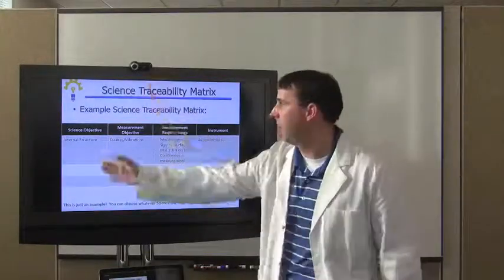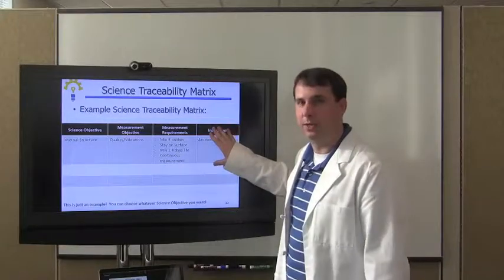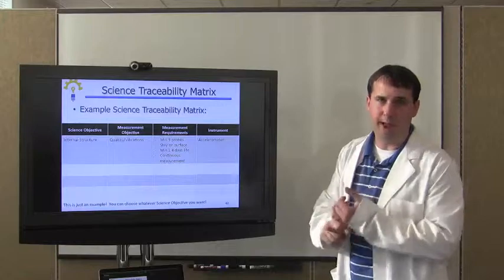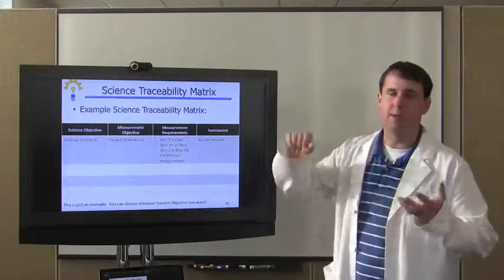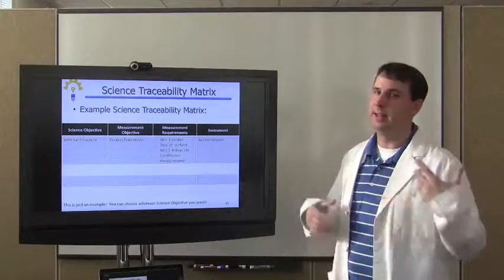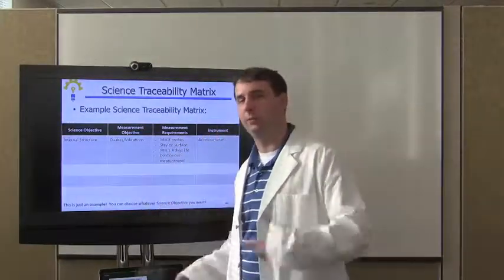So that's the science traceability matrix. It kind of walks you through it. Next is the instrument matrix. The instrument matrix takes each instrument and asks, what is the mass? How much does this instrument weigh? How much power does it require? How big is it physically? Stuff like that. That's the next matrix we're going to do after this, but start the science traceability matrix first.